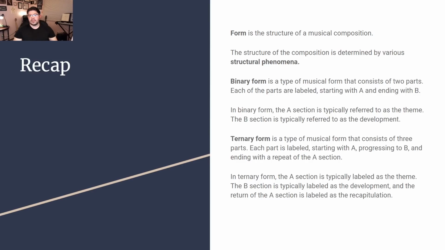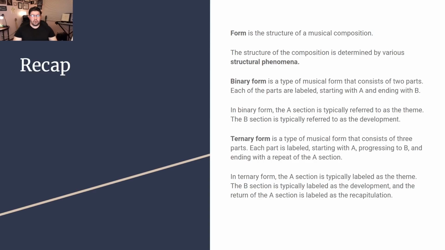That's okay. We don't need to list them all out. You're not going to be held accountable for each one. However, you should have an awareness of what each one is. So the types of form that we talked about today were binary form, which is a type of form that consists of 2 parts labeled A and B. The A section is usually the theme, and the B section is usually the development.